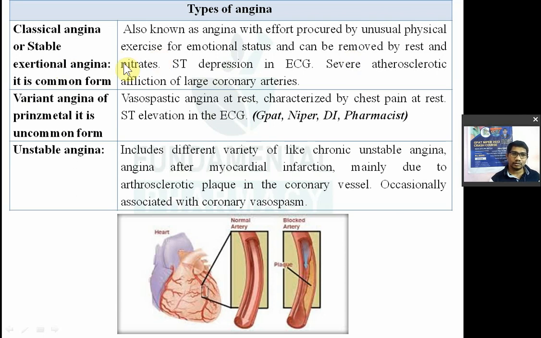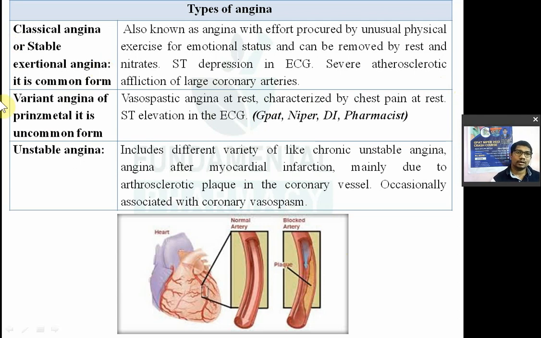Nitrates means they are vasodilators. Now there is a definite cause for this angina. There is ST wave depression in the ECG. In your ECG there is the PQRST wave, out of that the last wave, the ST, is depressed in the ECG, and there is a severe arteriosclerotic affliction of the large coronary artery. In the coronary artery you have a blockage. There is an arteriosclerotic plaque in the coronary artery. That is the main reason behind the classical angina, stable angina.